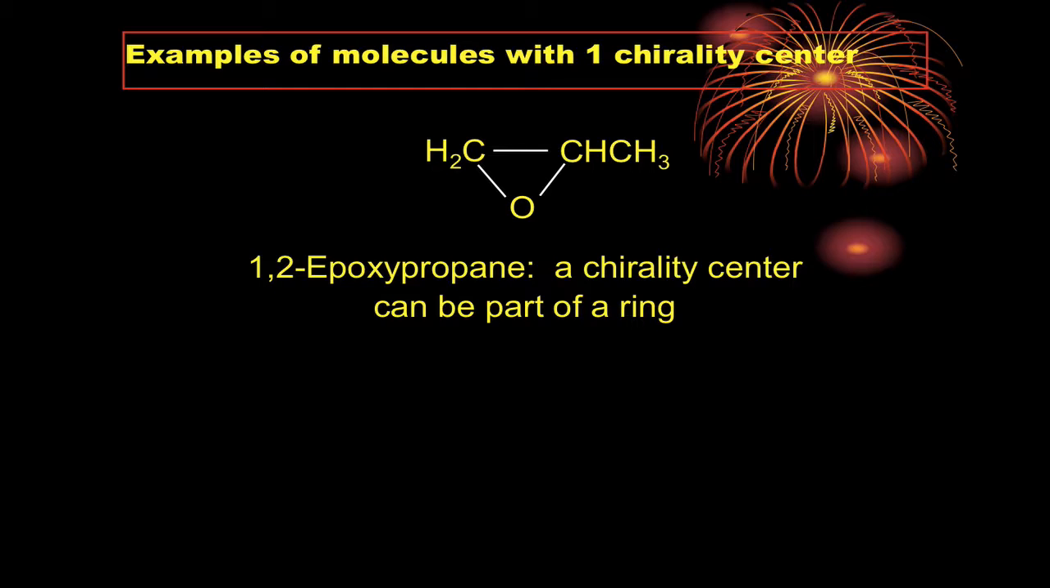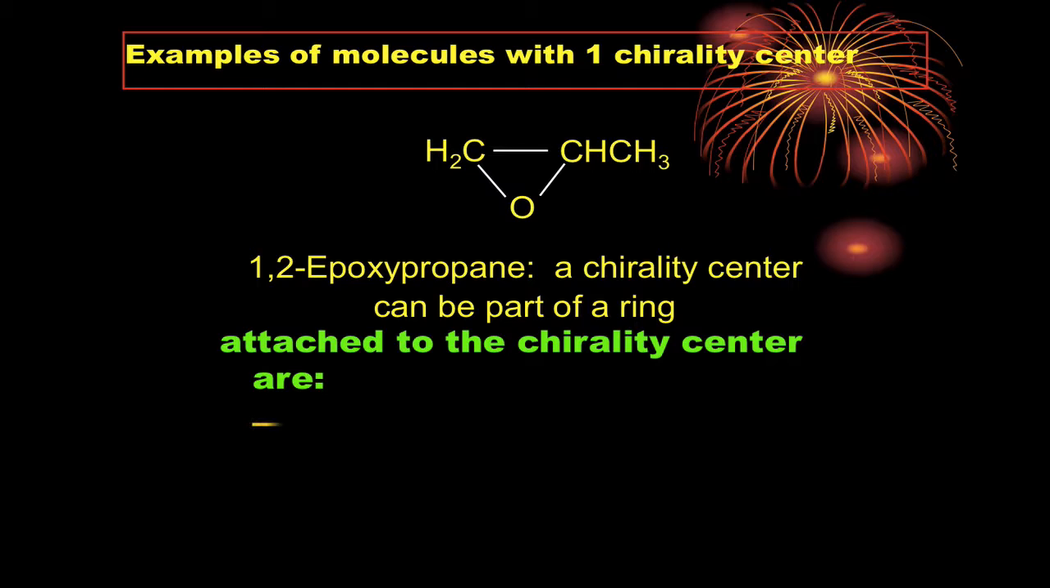1,2-epoxypropane, which is really just an ether in a 3-membered ring, has a chirality center. Where is it at? Is it on carbon 1, carbon 2, or carbon 3? And why is it on carbon 2? And what are they?